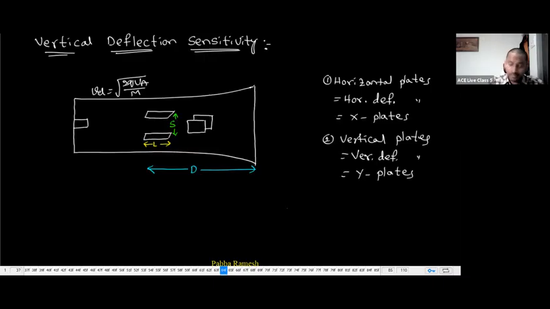Sometimes the question will be given like this: from the center of the vertical deflecting plate to the screen, that is also D. Generally it is from the center only, but normally I'm giving it like this. One student asked yesterday whether horizontal plates means simply horizontal deflection plates. Horizontal plates, horizontal deflection plates and X plates are all the same. Vertical plates, vertical deflection plates and Y plates are the same.